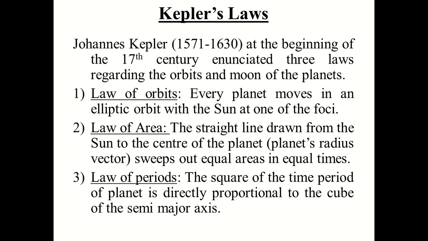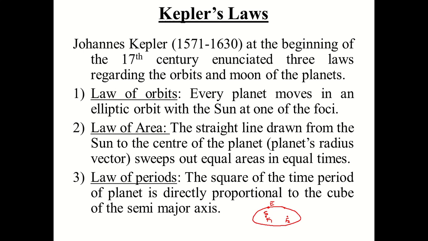That is, if you consider the Earth and the Sun system, then suppose this is the Earth. The Earth is a planet which revolves around the Sun in an elliptical orbit with the Sun at one of the foci. That means an ellipse will have two foci, F1 and F2, and the Sun will be at one of the foci. So suppose the Sun is here, then the Earth will rotate around the Sun in an elliptical orbit.